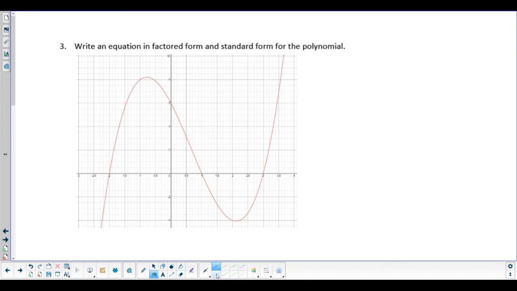I think that's the best course of action. I don't even know if it's really that possible to find a standard form just by looking at the graph. Maybe it is. I don't know how to do it though. So we are going to think about factored form first.